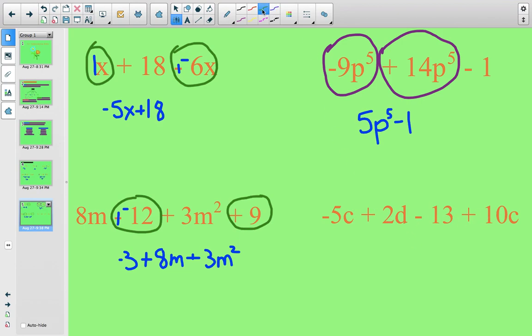All right, last example here. So if we look at this one and we attempt to identify our like terms, we are going to notice that we have two terms that have the same variable c. So negative 5c and positive 10c are going to be our like terms. Negative 5 plus 10 gives us positive 5. So we have that 5. Our variable stays the same, so that's going to stay c. And then these other two terms are not like terms, and they don't have anybody to combine with. So it's just going to stay plus 2d. And then I'm going to have that minus 13.